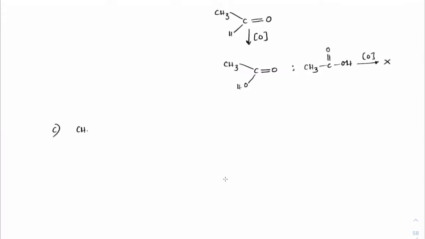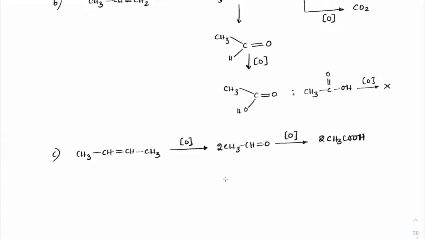Suppose both sides have a methyl group: CH3, CH, double bond, CH, CH3, and oxidation is happening. Break the bond, and we get CH3, CH, double bond O, 2 moles. Because they are identical, we get 2 moles of it. If you further oxidize, there is one hydrogen here, between carbon and hydrogen one oxygen gets inserted. So we get 2 moles of CH3COOH, 2 moles of acetic acid, and that's it. The reaction will stop there. Okay.